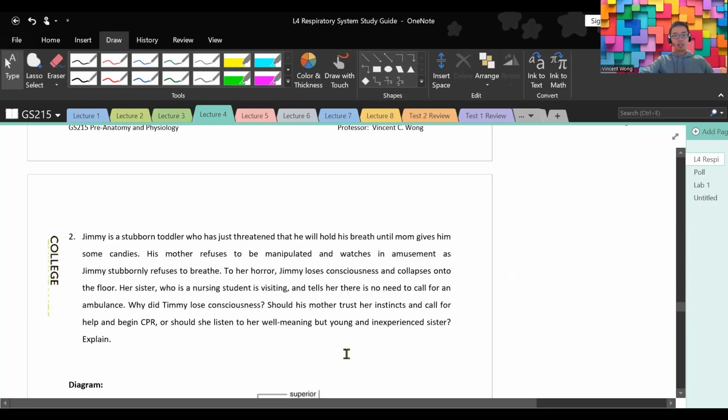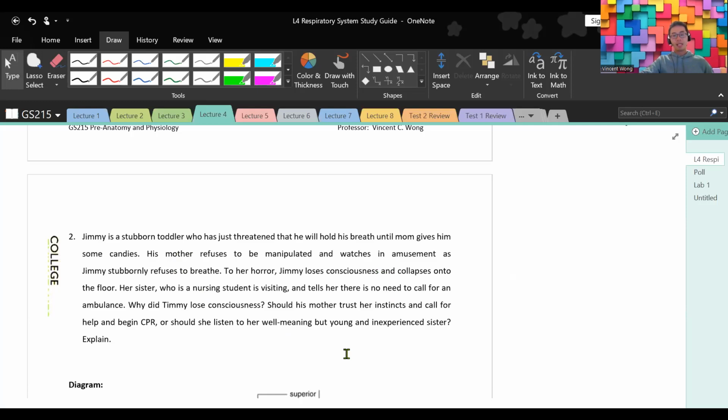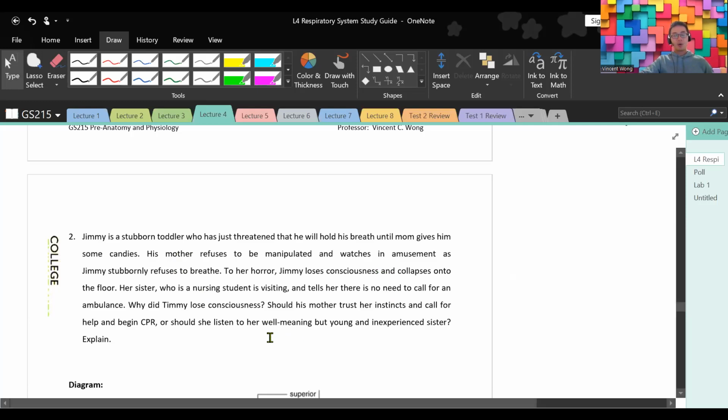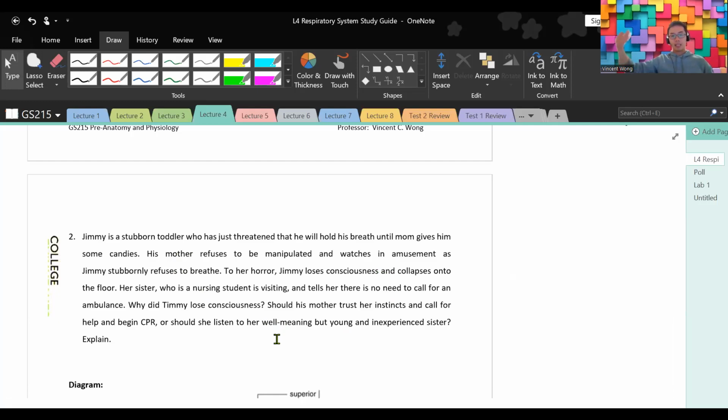Okay, next one. Long story short, there's a kid who's being stubborn and holding his breath because his mom wouldn't give him what he wants. If you have kids, you would know, stubborn kids are very common. What happens is he holds his breath, passes out, loses consciousness, and collapses on the floor. The question is, should the mother call 911, or should we just let the kid stay there and eventually he's going to wake up? What do you guys think? Do we call 911 or not in this hypothetical situation?